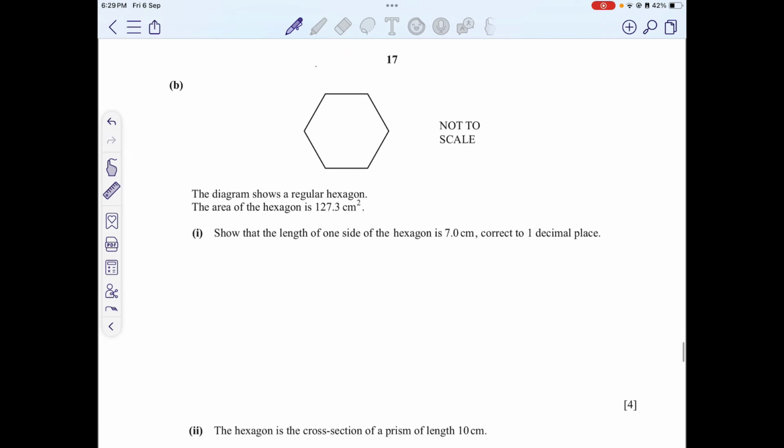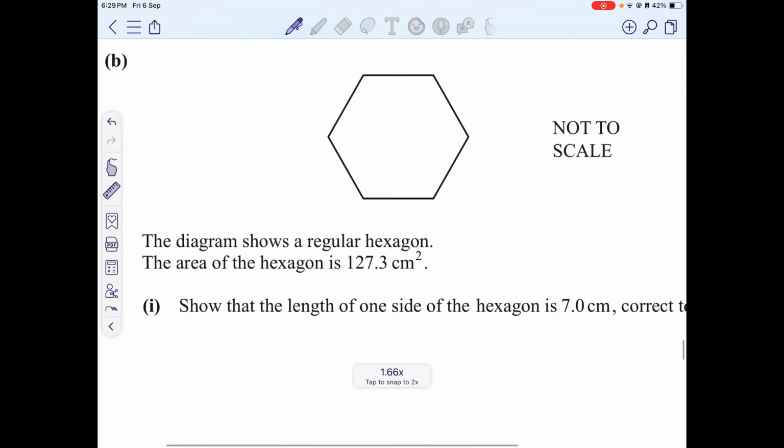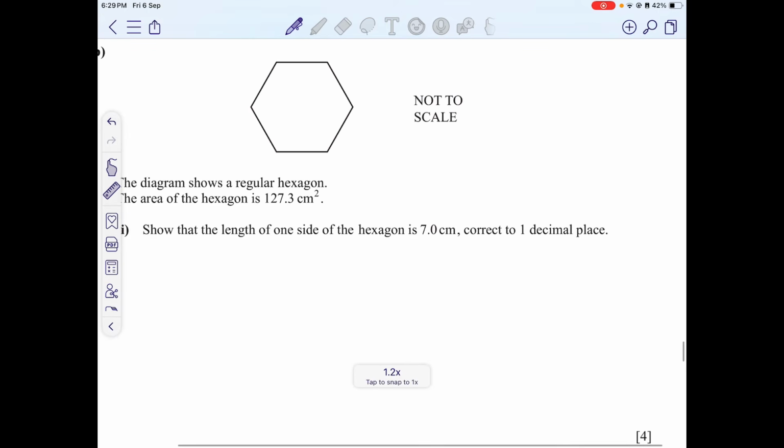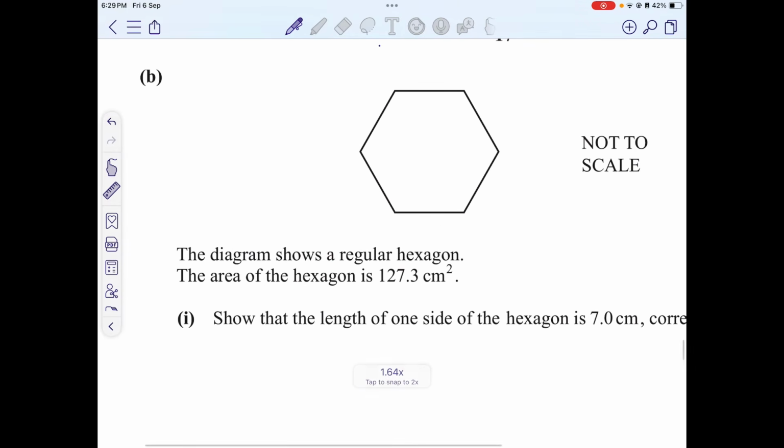It says the diagram shows a regular hexagon. The area of the hexagon is given. Show that the length of one side of the hexagon is 7 centimeters, correct to one decimal place. Now, this is a bit of a tricky question and it is given 4 marks. So we know the area, but we have to show that one side is basically 7 centimeters.